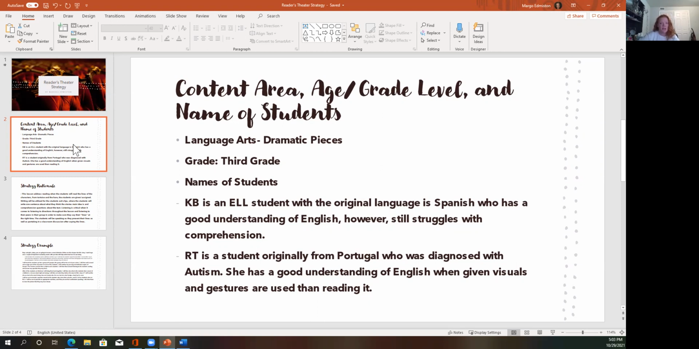It would be third grade, and the students with exceptionalities that I would have are KB, who is an ELL student whose original language is Spanish, who has a good understanding of English. However, she still struggles with comprehension. My adaptations for the student would be: KB will be given all materials in her original language, which is Spanish. RT is a student who's originally from Portugal, who was diagnosed with autism. She has a good understanding of English when given visuals, and gestures are used when reading.